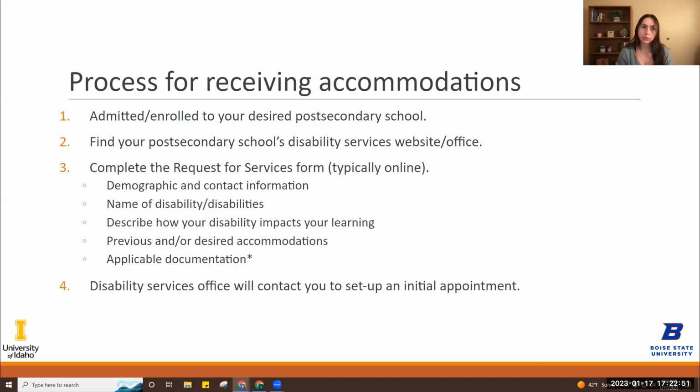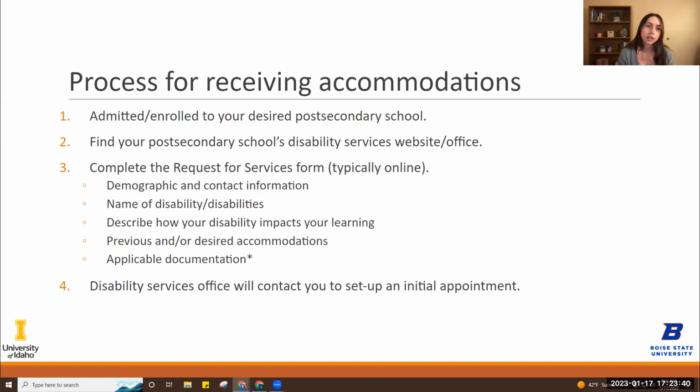So now we will talk about the process for receiving accommodation. So of course, first you have to be admitted to that post-secondary school, be enrolled there. And then you will find the post-secondary school's disability services, either the website or the office on campus. It's up to you if you want to do it in person or online, get started online, or have a person do it with you. And then completing the request for services form, which is typically online. These are some things that are normally asked on that form: demographic and contact information, the name of the disability or disabilities that the student has been diagnosed with, describing how that disability impacts their learning, previous and/or desired accommodations, and then applicable documentation.